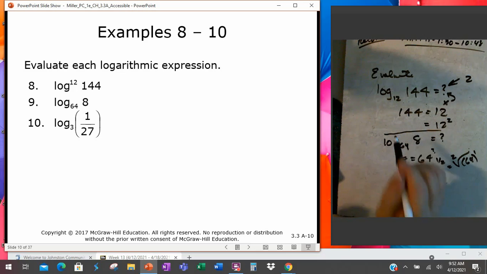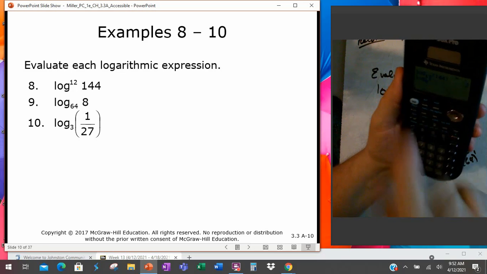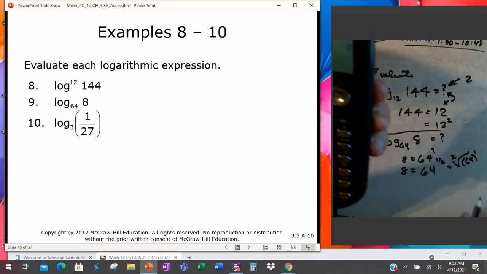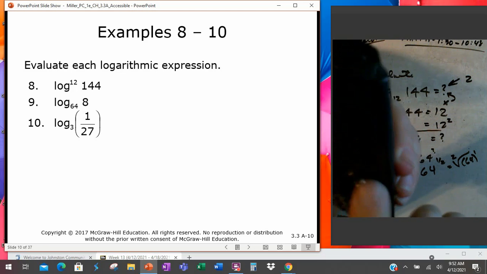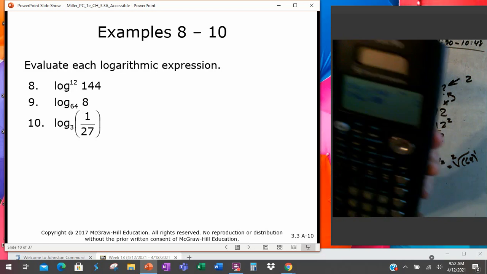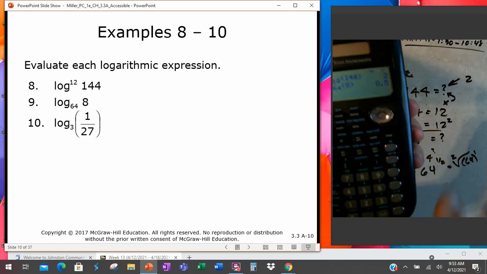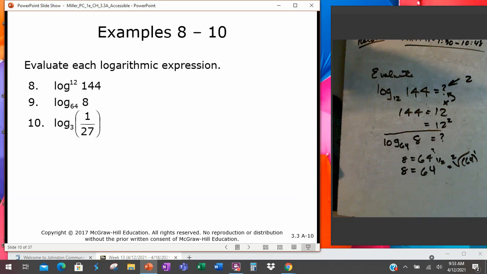If I do this one, I hit that 3 times to give me the one with the variable base. Not all calculators will do this. I enter 64 for the base and 8 as my number. That gives me 0.5, which is 1/2.